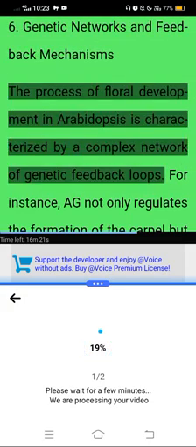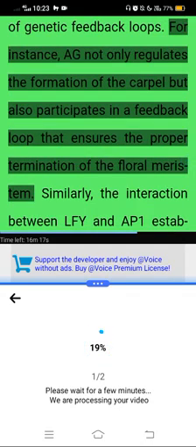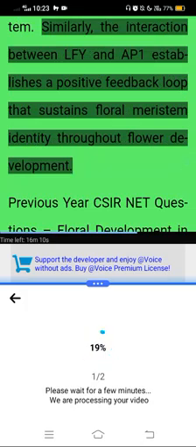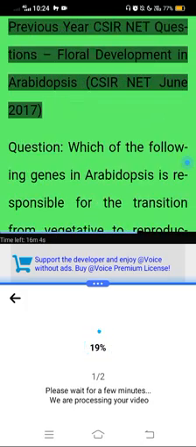The process of floral development in Arabidopsis is characterized by a complex network of genetic feedback loops. For instance, AG not only regulates the formation of the carpel but also participates in a feedback loop that ensures the proper termination of the floral meristem. Similarly, the interaction between LFY and AP1 establishes a positive feedback loop that sustains floral meristem identity throughout flower development.